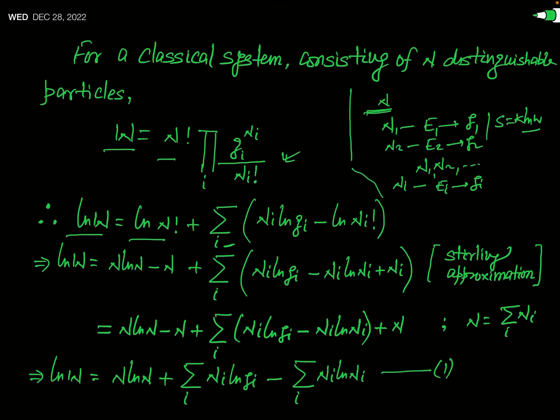But you know that log Gi to the power ni will be equal to ni log Gi, and minus log ni factorial, because ni factorial is in the denominator, so this will be minus log ni factorial.